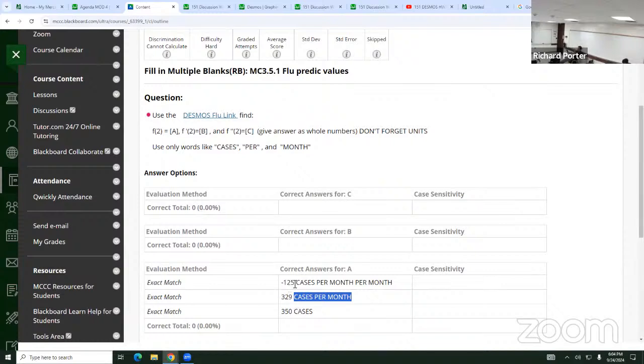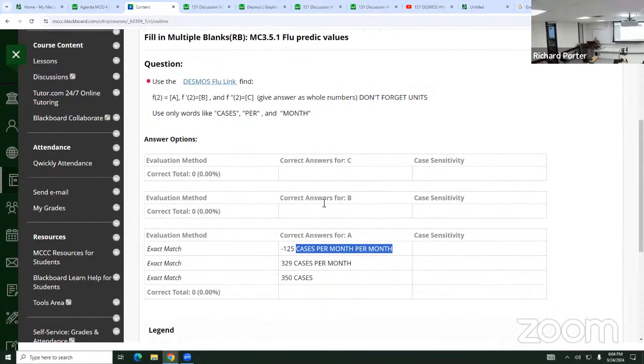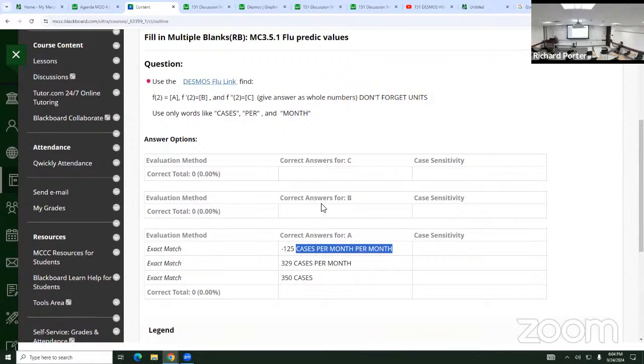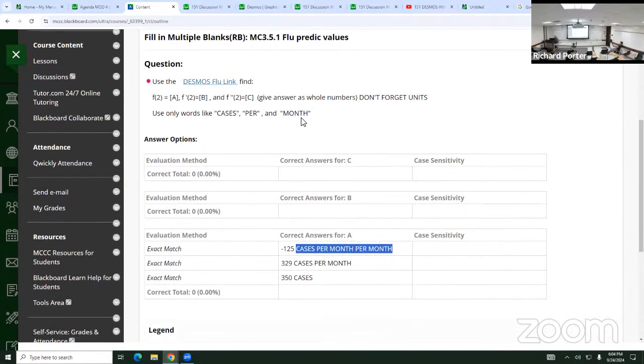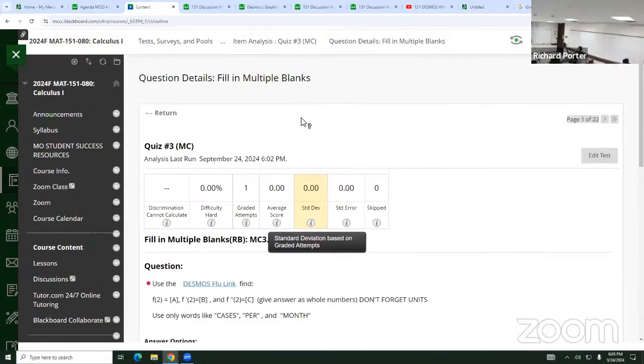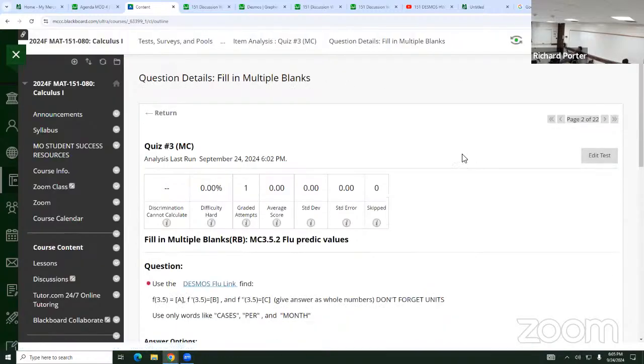And then the next one is minus 125 cases per month per month. If you put anything different, like 2 spaces in between the cases, space per, it'll mark it wrong. So you have to write it exactly that way. If you get frustrated and you think you got it right, then talk to me after class and I'll take a look at your particular question and see why you missed it. Any questions on this before I move on to the next one?